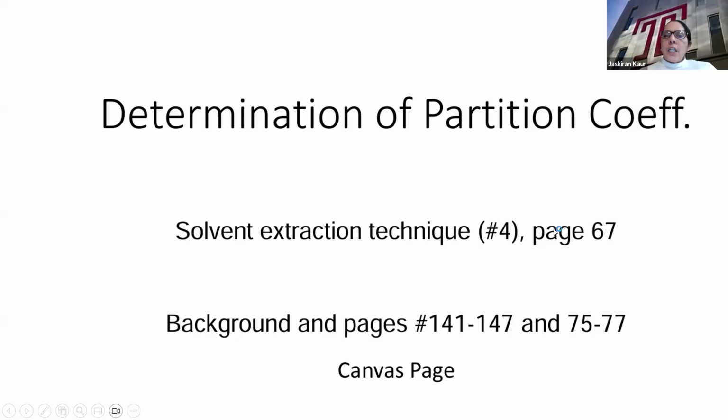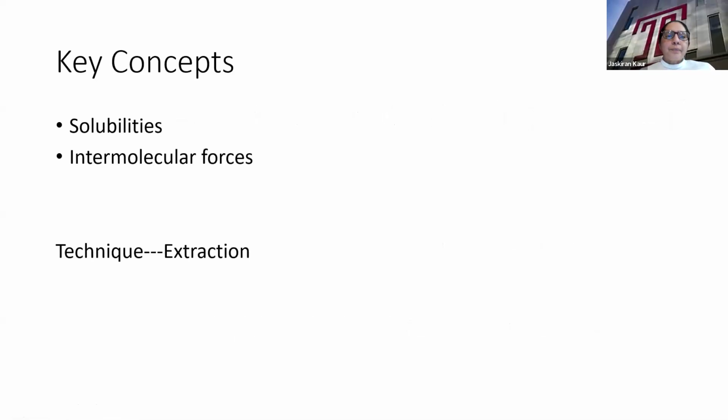To know more about the technique, make sure you read the Mayo manual pages, which is the manual for this course. Make sure for this experiment you read these pages. There's additional information on the Canvas page. This video is on the Canvas page. So the key concepts are solubilities, how this compound dissolves in two different solvents, and those solubilities are determined by intermolecular forces. So review your intermolecular forces. And the technique used to determine the partition coefficient is extraction.